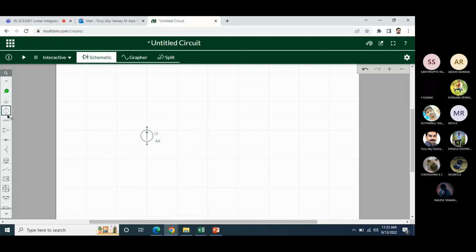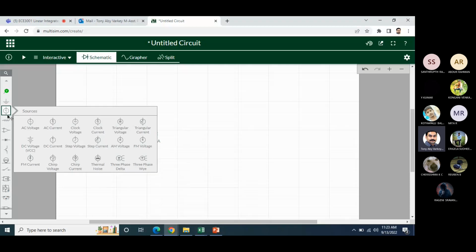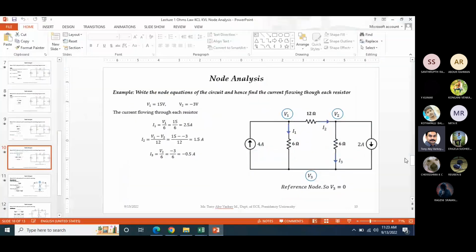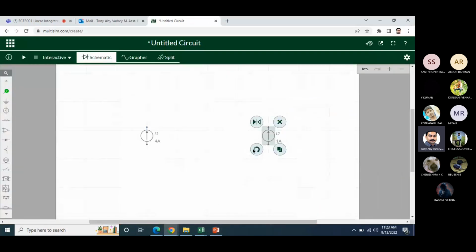Okay, now another current source is required. So again I will go to source, click on this current source, and place it here. But here you can see that the arrow is down, correct? So I will rotate it. If you click on this, you can see rotate. So rotate it so that it becomes down.